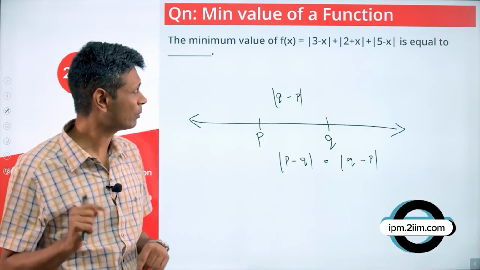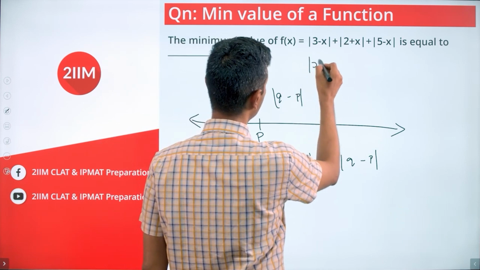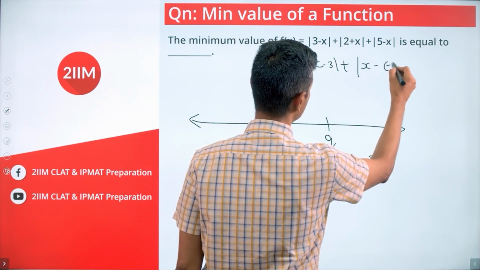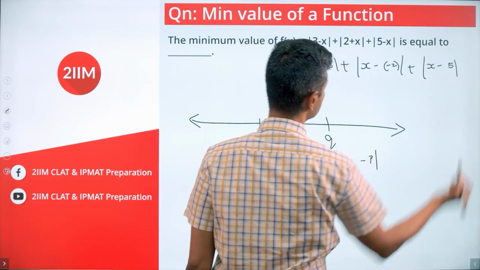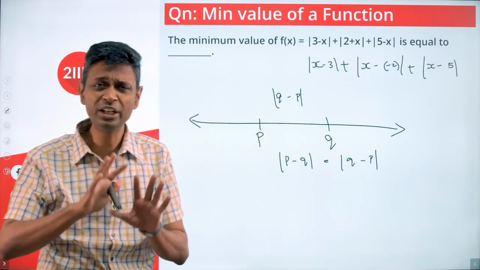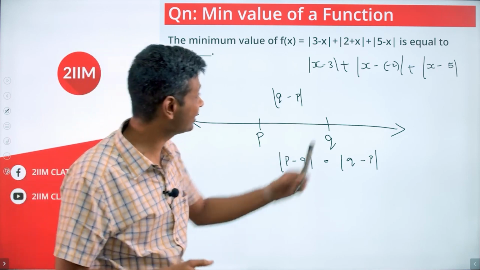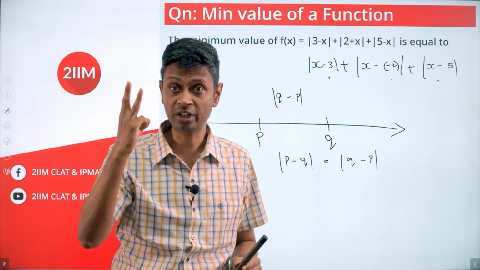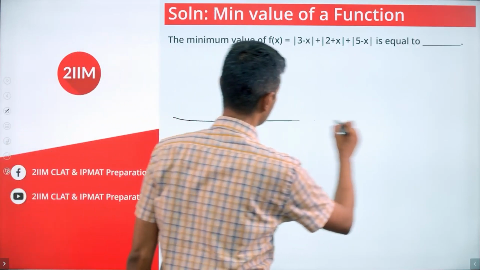Right? So therefore, I'm going to rewrite this. I'm going to say this is modulus of x minus 3 plus modulus of x minus minus 2 plus modulus of x minus 5. Right? You don't even need to rewrite this, but I'm rewriting that. Why? Because I'm going to think about the points 3, minus 2 and 5. Those are the 3 points that are interesting to me. So now I'm going to mark those 3 points on the number line. Let's draw the number line.